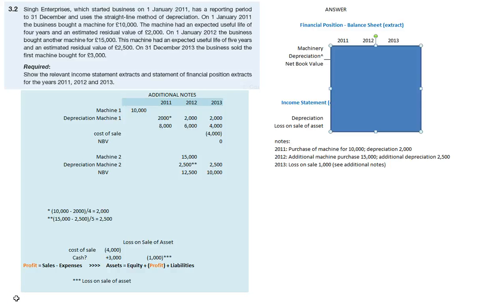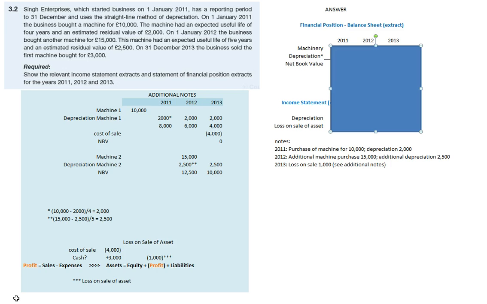This is Sing Enterprises. First thing we do is have a read of the question. It's not a bad idea to start with the required to see what kind of a question we're being asked. So it says show the relevant income extracts and statement of financial position extracts for the years 2011, 12 and 13. Okay, so it wants extracts.